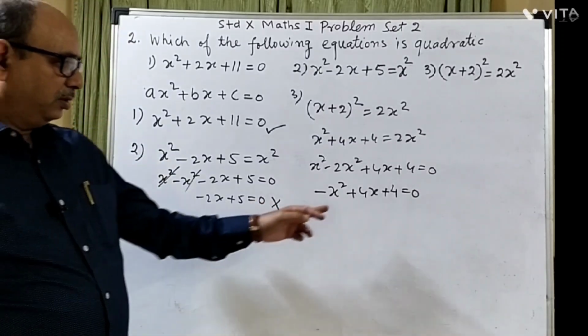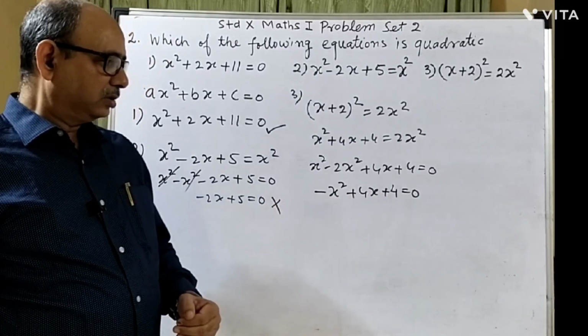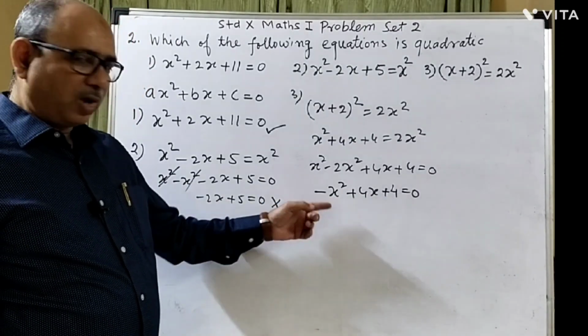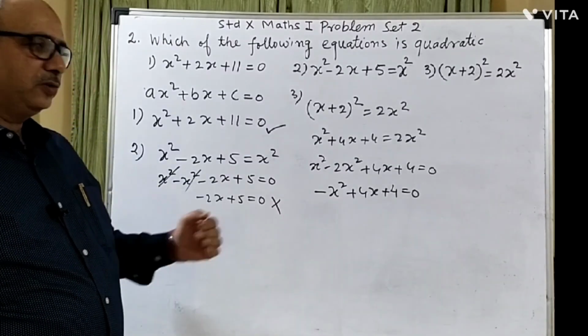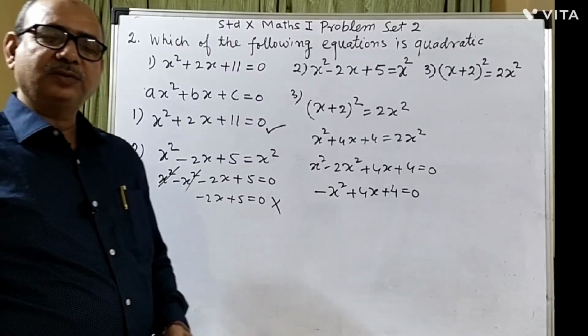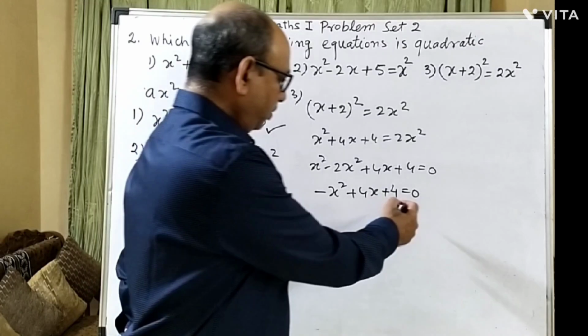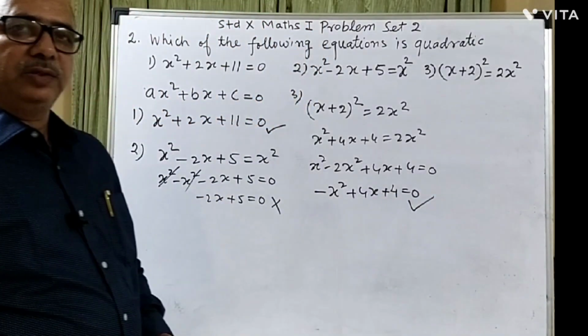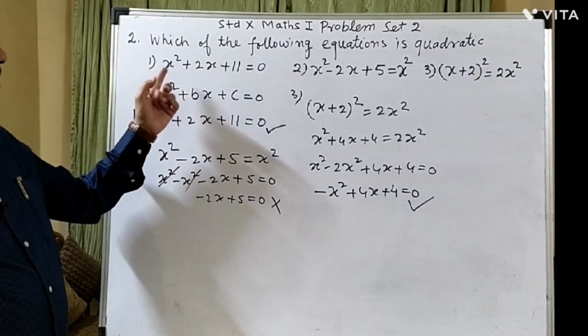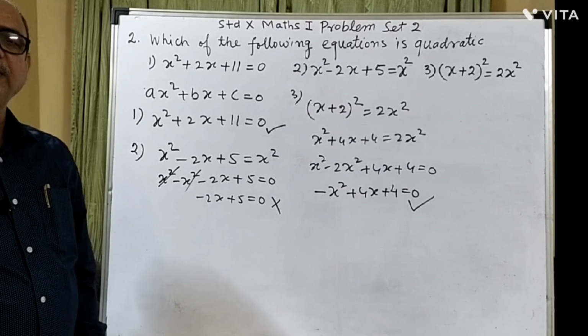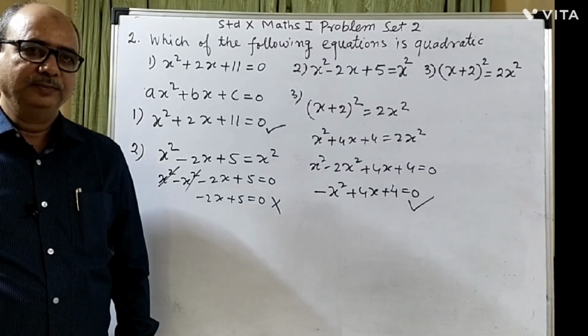Value of a is minus 1, b is 4, c is 4, and the highest power of the x is 2. So it satisfies the required conditions of a quadratic equation. So third one is also a quadratic equation. So our answer is first and the third one is a quadratic equation.